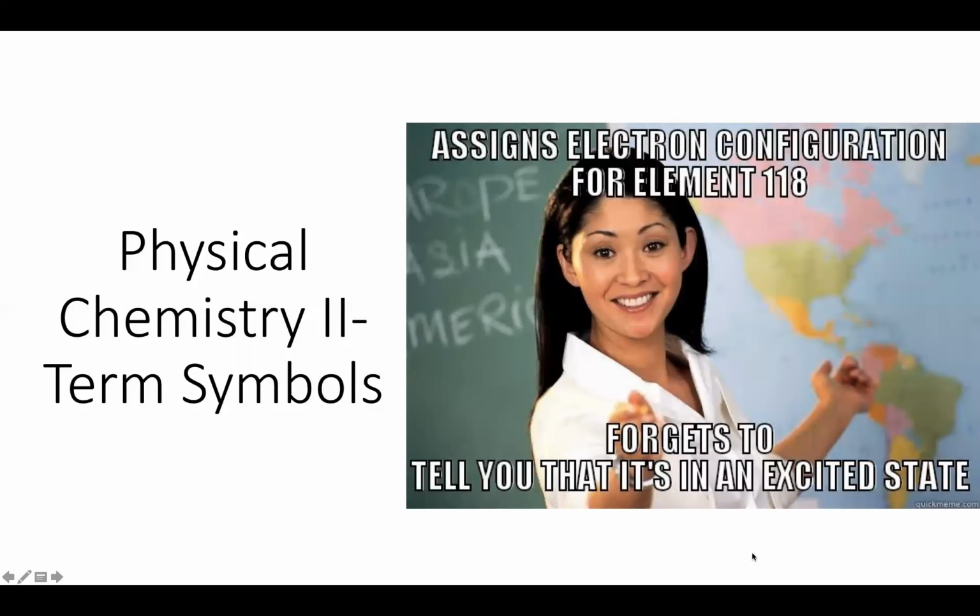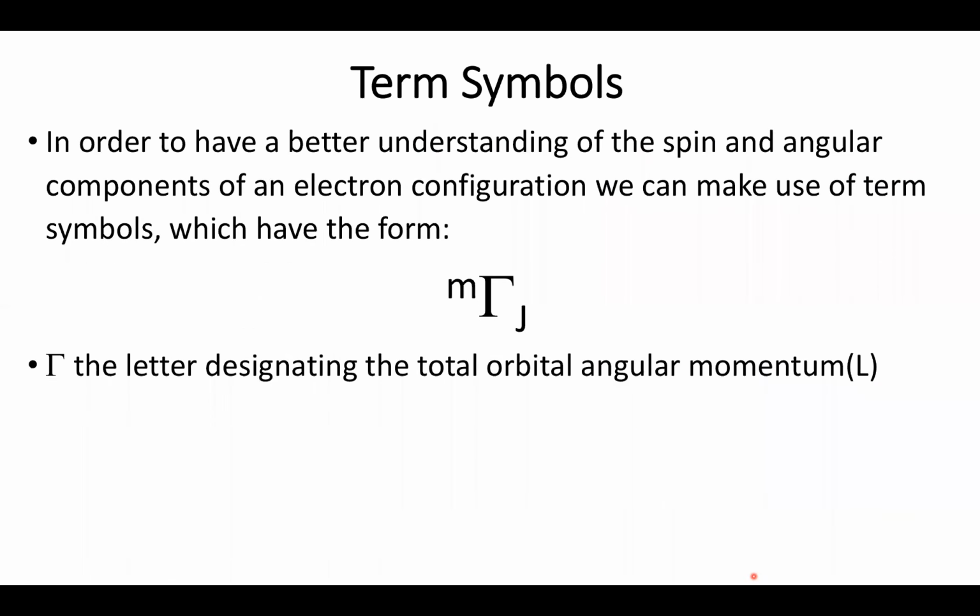Hello, everyone. Today we're going to try and make sense of electron configurations by introducing term symbols. Term symbols are a condensed way of talking about electron configurations that summarize the spin, the orbital angular momentum, and the total angular momentum. This is done by using essentially a combination of three symbols.